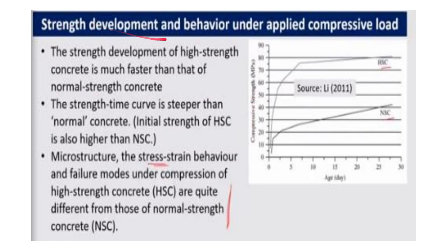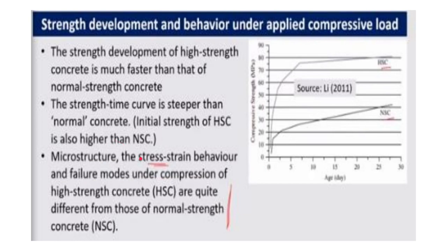Now let us see the strength development and behavior under applied compressive load. The strength development of high strength concrete is much faster than that of normal strength concrete. As you can see here, the high strength concrete curve is much steeper as compared to the normal strength concrete. It is a plot between compressive strength and age. So the strength-time curve is steeper than normal concrete, as I just mentioned. Initial strength of high strength concrete is also higher than initial strength of normal strength concrete. Everything is higher than the normal ones.